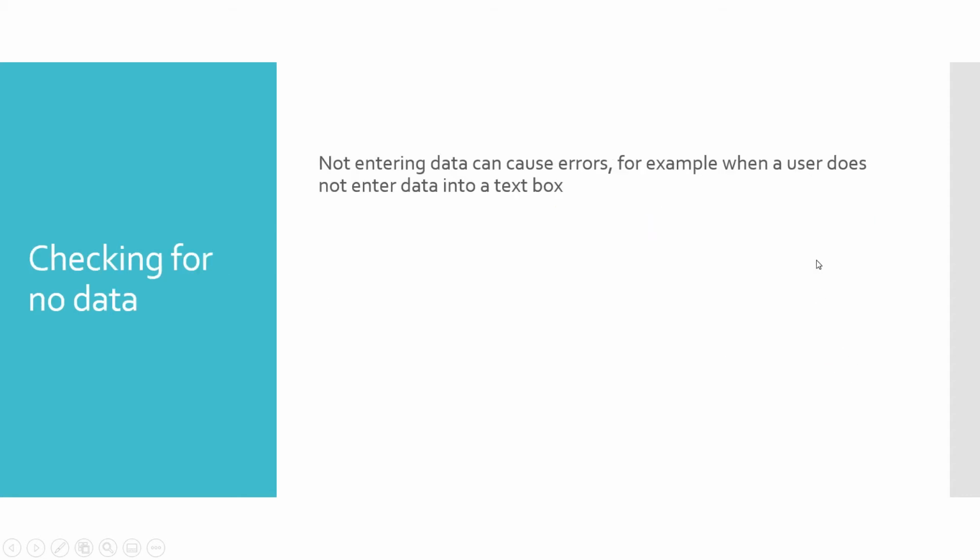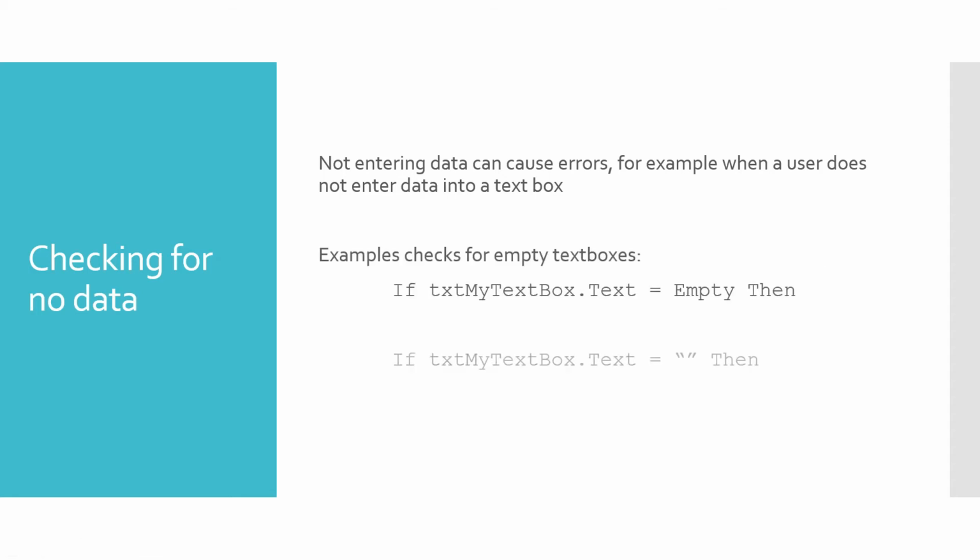If we want to make sure the user has entered data, because if they don't, it will often cause our programs to crash, we can do it in one of two ways. We can compare the contents of the text box to this value empty, which is just a Visual Studio built-in. That means no data was entered. It's actually the ASCII character null. Or we can compare the contents of the text box to quote quote, with no space between the quotation marks.